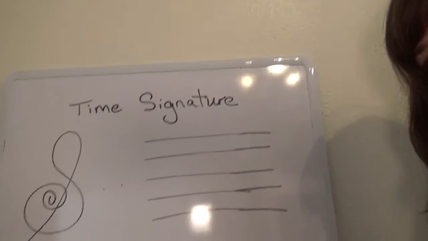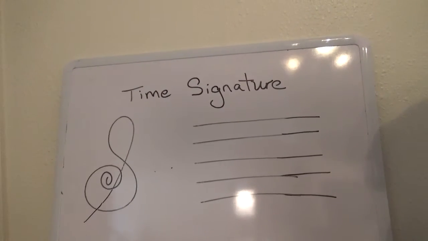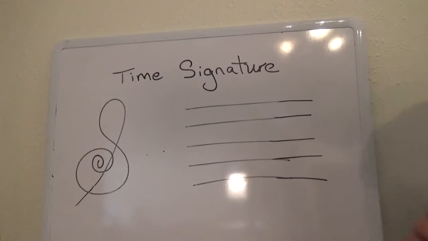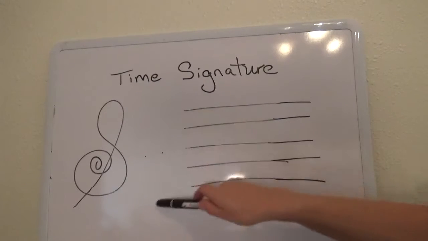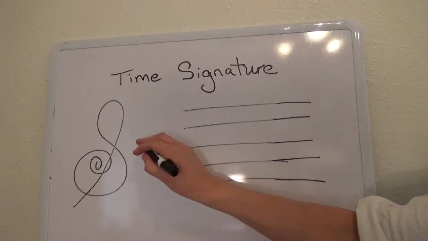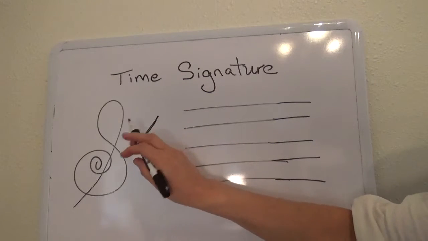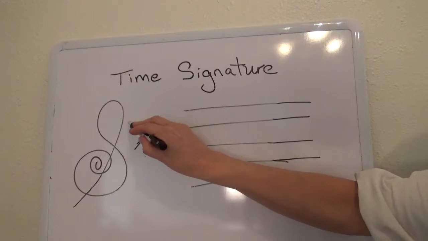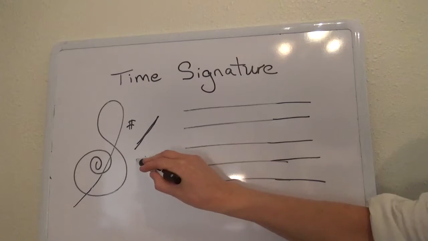Hi there. In this lecture, I am going to explain what's called time signature. Now, when you're reading music, the first place you're going to look is right before the beginning of the staff. And what you're going to find here is what looks like a fraction. You're going to see a number on top and a number on the bottom.